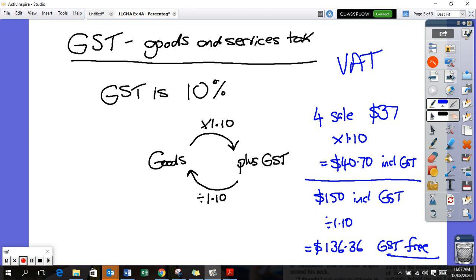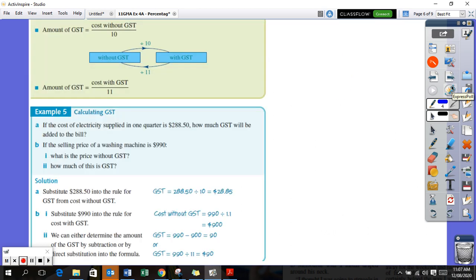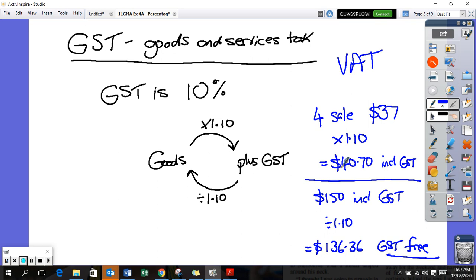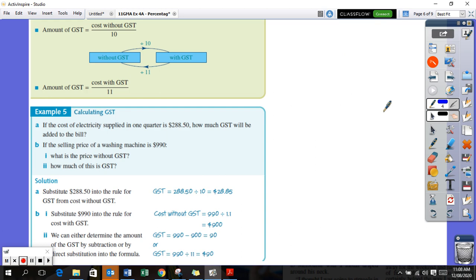An example on GST here, just working out the amount of GST. So in that previous example we're working out the cost of the goods, which either includes or doesn't include GST. Here we're just working out the amount of the GST. So if something hasn't got GST and we want to work out the GST, we just divide by 10. If something's got GST and we want to work out what the GST is, we divide by 11. Okay, so we'll look at a couple of examples.